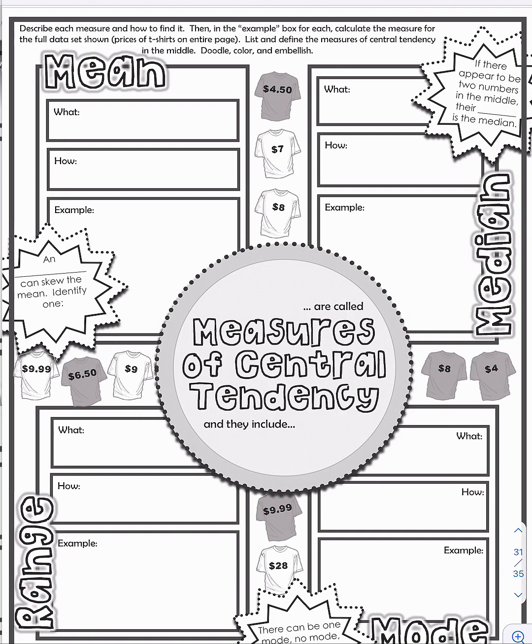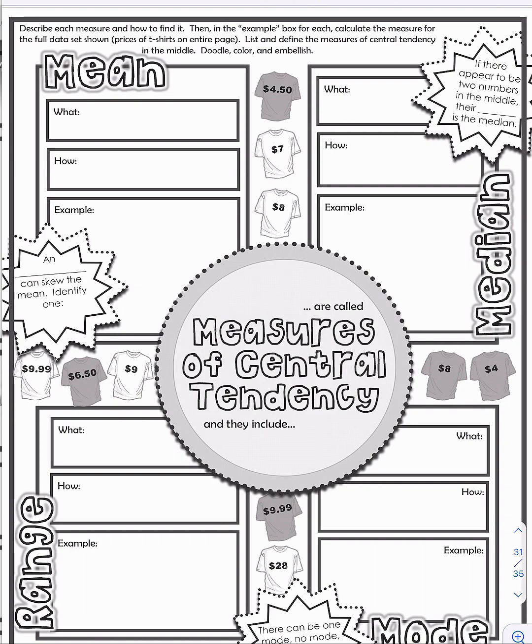Hey guys, today we are going to talk about measures of central tendency, and we're going to do that by filling out one of these doodle sheets. If you look at the very top of your doodle sheet, the directions say to describe each measure and how to find it. Then in the example box for each, we're going to calculate the measure for the full data set shown. That's the prices of the t-shirts on the entire page.